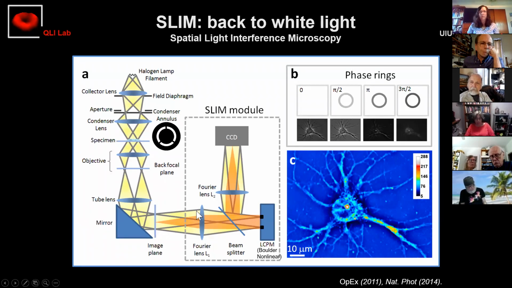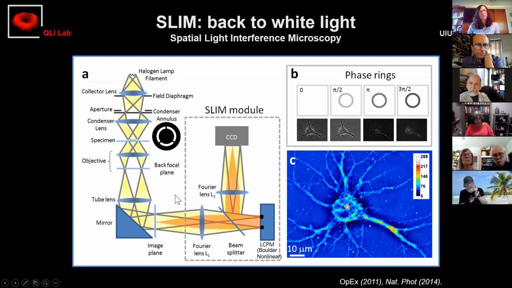So here's the idea with SLIM. This is a commercial phase contrast microscope. And basically, we add a module at the output of the microscope. So this is the image plane where the biologist usually adds a camera, and that's it. That's the end of their story. This is basically where we start.